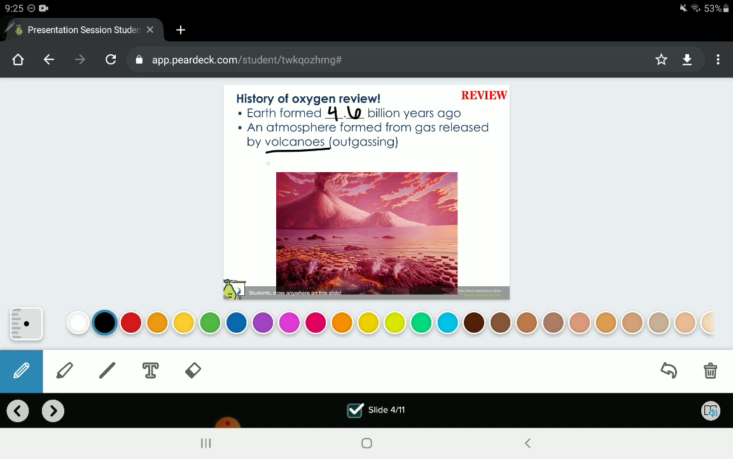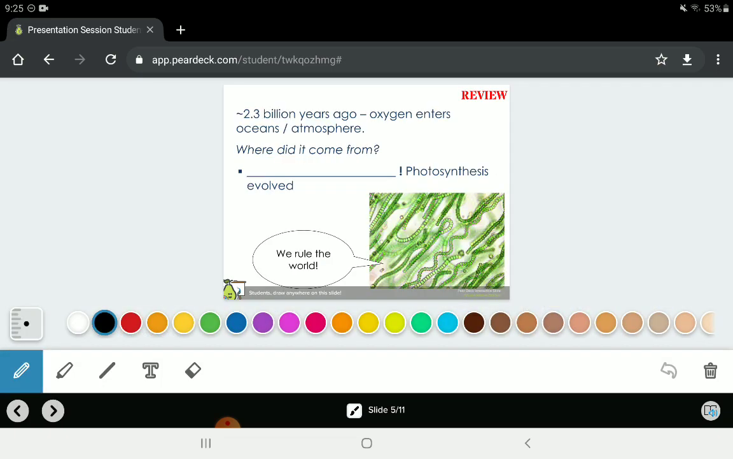So if you see a word underlined and it is blank on your slide, please go ahead and write in the correct word. Then about 2.3 billion years ago, oxygen entered the atmosphere and the oceans. Where did that oxygen even come from? It was not originally in our atmosphere.